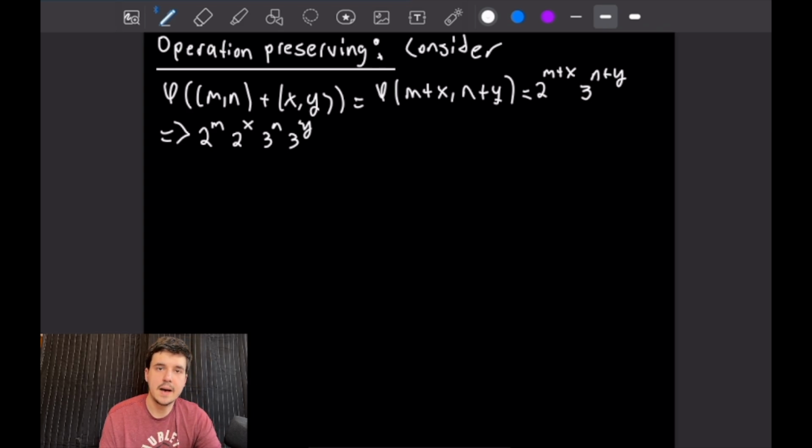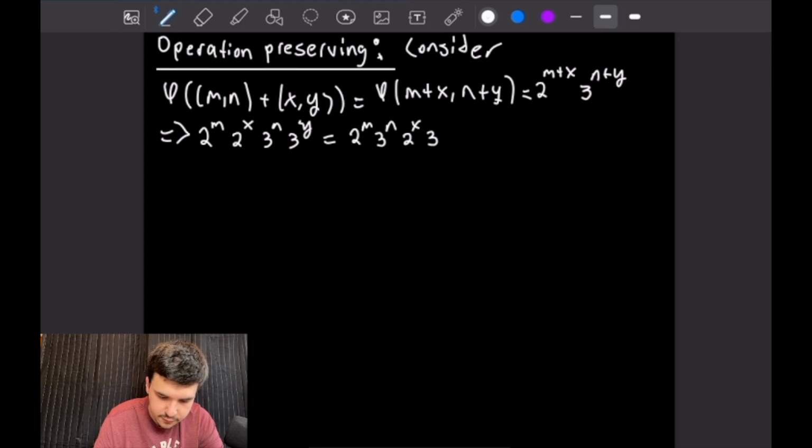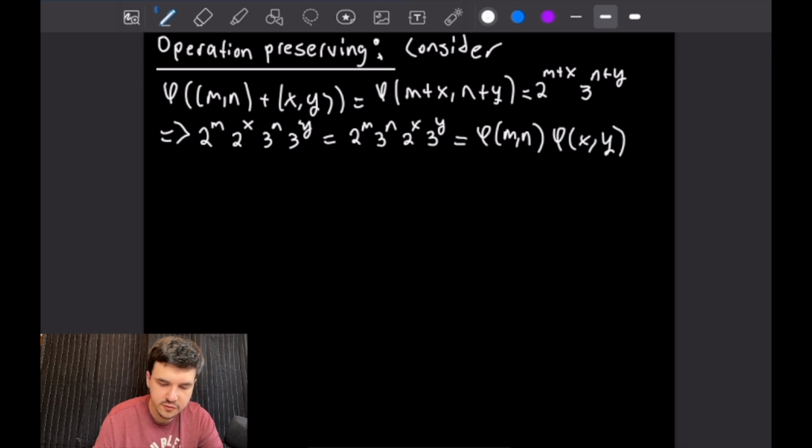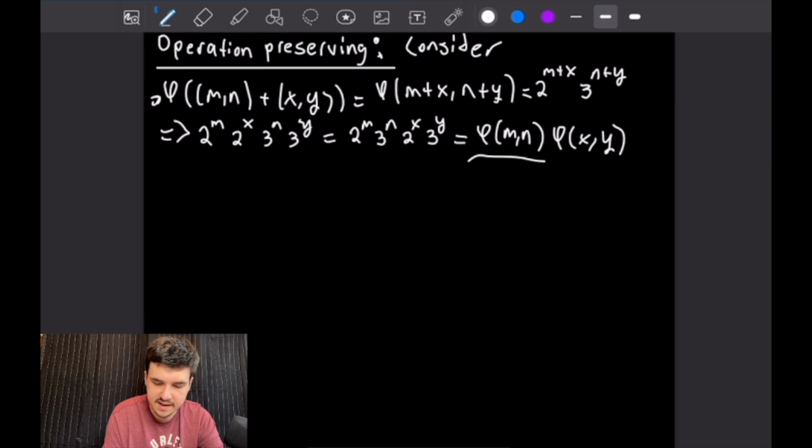And now we can use the commutativity of just regular multiplication to write that in the following way, where we have 2 to the m times 3 to the n times 2 to the x times 3 to the y, which is of course equal to phi of (m, n) times phi of (x, y), which is all we needed to prove to show that this preserves the operation. If you look at the extreme left and right-hand sides here. Great.